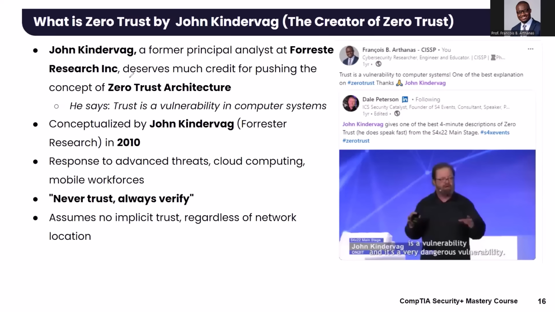And then this guy named John was working for Forrester as a researcher. And then he came up with this concept. It's known as a zero trust architecture. Then he said that trust is a vulnerability in a computer system. He said that computers often don't trust the outside, but once you're in, you're trusted by default. Once you're authenticated, you're trusted.